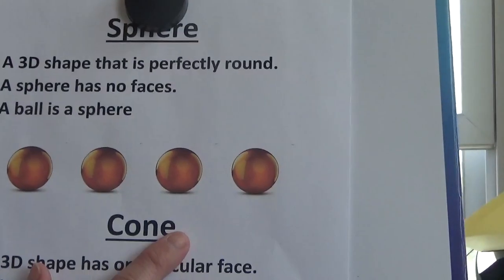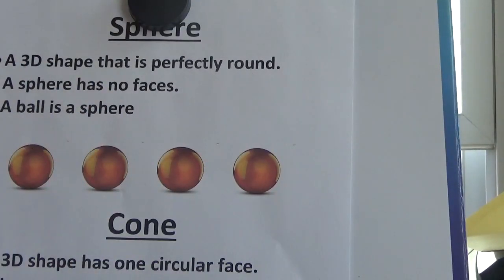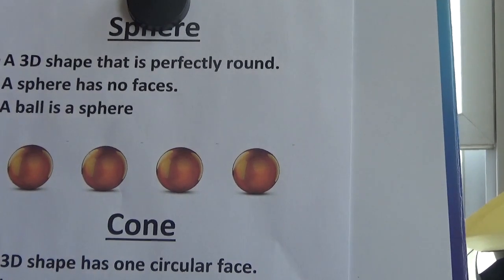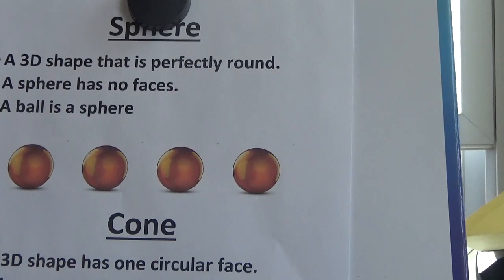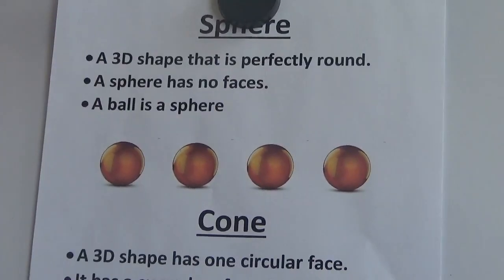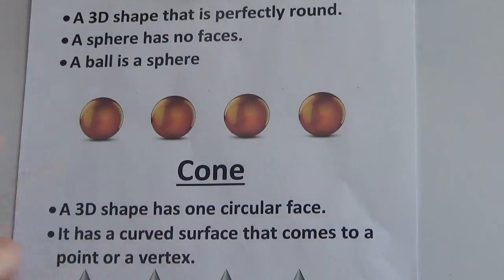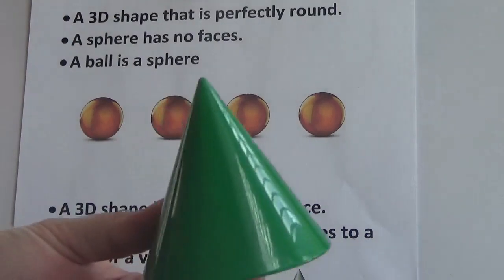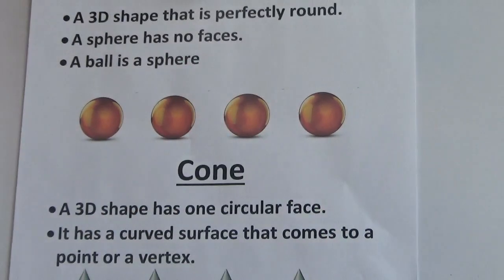So here is some information about the sphere. It's a 3D shape that is perfectly round. A sphere has no faces, and it's a ball. A ball is an example of a sphere, so any type of ball that you might play with. The other shape we talked about is a cone, and that's a 3D shape that has one circular face. It has a curved surface that comes to a point or a vertex, so that's right here as the cone.